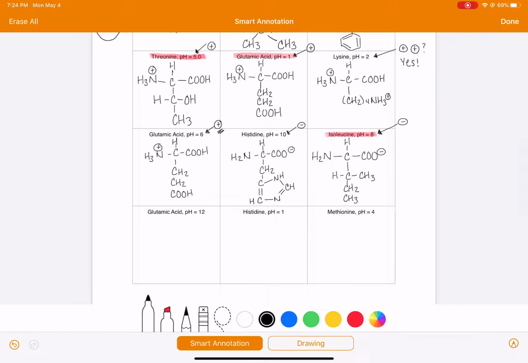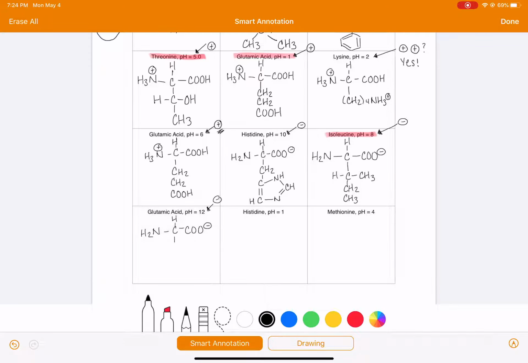That's a tricky one. Glutamic acid at a pH of 12. That's a high pH, so that's going to be negative charge. That's a base. Let's start by drawing the generic part of this. So we have COO minus. That's allowed because it's a pH of 12. Instead of NH3+, we need NH2.